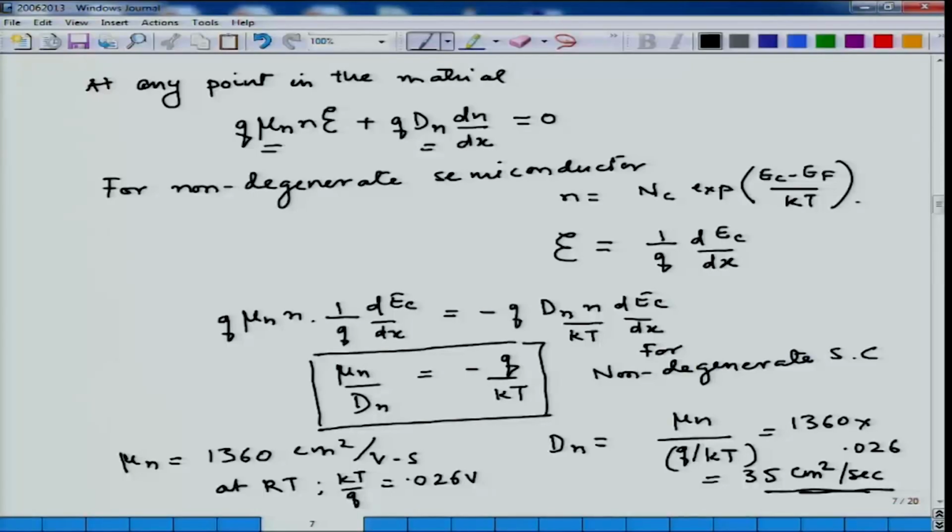Also, the other important point here is that we have derived this for an equilibrium situation, but this Einstein relationship is equally valid for a non-equilibrium situation. We will not do that derivation here, but this expression is equally applicable to a non-equilibrium situation. So, now we have a relationship between mu n and D n, or mu p and D p, and we can use that for our purpose.